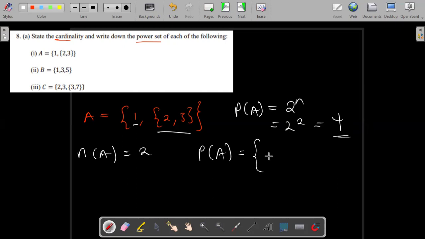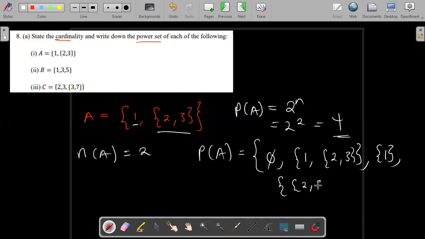That is, first of all, the empty set. Then I have the set itself, that's 1 and the set {2, 3}, like this. This here is a subset. Then I have the one where it just contains 1, like this. And I have the other one where it contains the set containing 2 and 3, like this. Okay, and I can close it off there.